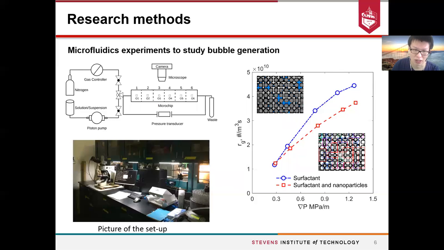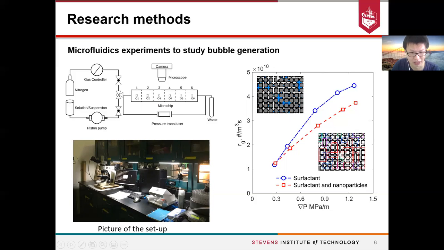This is the experiment setup, which is composed of a gas controller, piston pump, microscope, and the microchip, which is made of glass. To mimic the soil structure, gas and solution would be injected into the microchip, and the camera installed on the microscope would capture what happened inside the microchip. Like the top figure shows, bubbles have different shapes because of the porous structure.